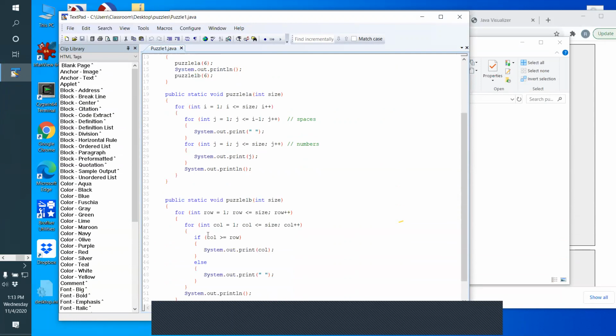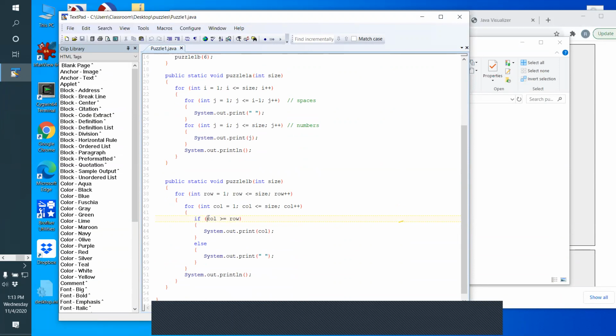So if the row number is less than or equal to the column number, we print something. And if this is false, so the row number is greater than the column number, we print a space. So we could use if statements and ask questions about what row am I in and what column am I in, and determine what the output would be based on that.